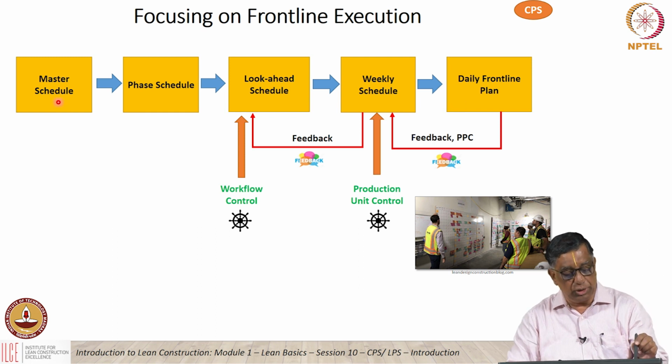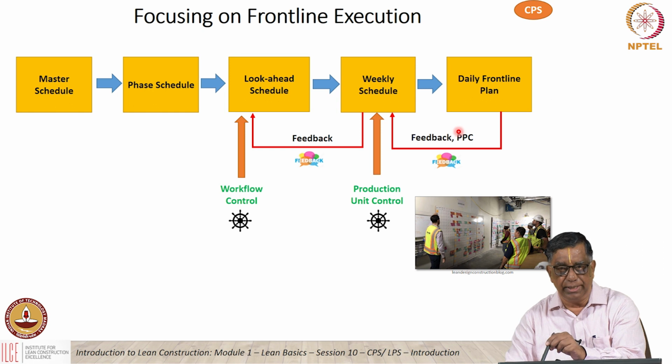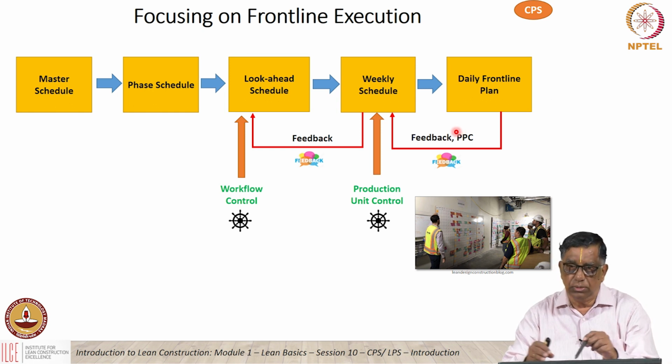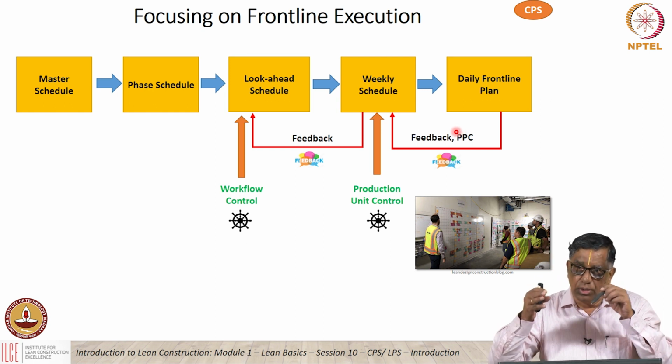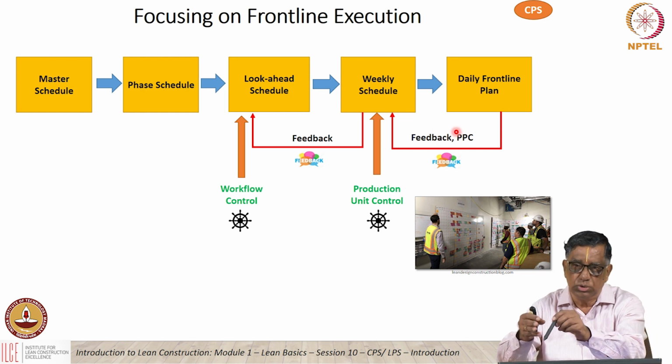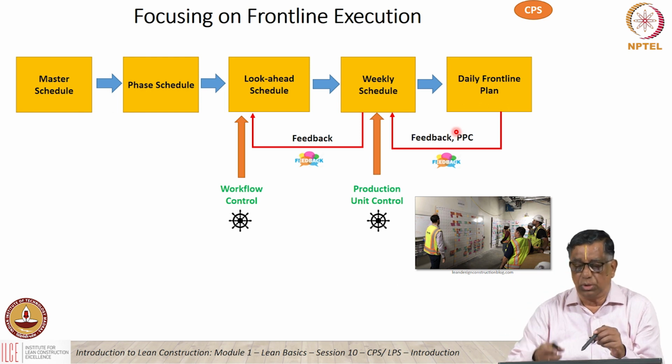So if you look at the progression of control, we start with the master schedule, the phase schedules, the look ahead planning, and the weekly planning and the daily planning. So it all goes in a smooth flow, and then every time my focus is narrowing down into smaller and smaller focus till I focus on the given day.